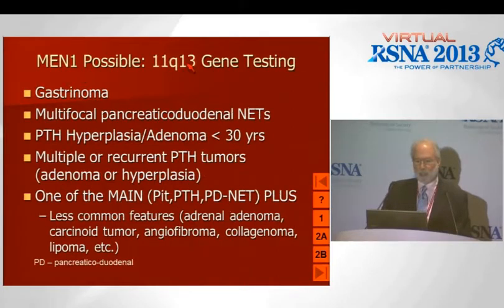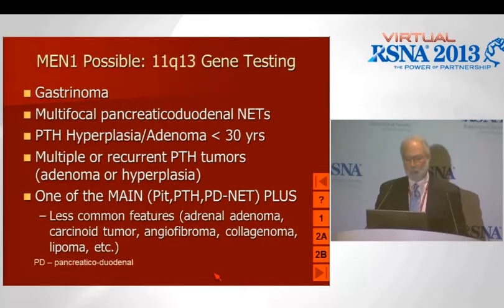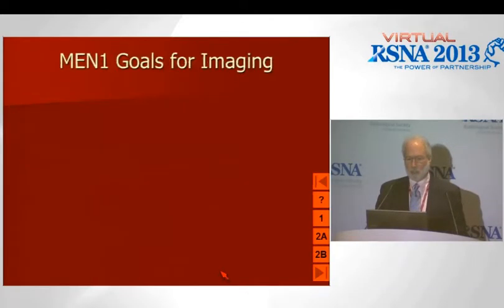People have suggested that you want to do gene screening if a patient has a gastrinoma, multifocal NETs in the gut, parathyroid hyperplasia or adenoma at less than 40 years, recurrent parathyroid tumors, or one of the main but less common features. So this is something that we might suggest to the clinicians, that we've seen one of these lesions suggesting the need for gene testing.